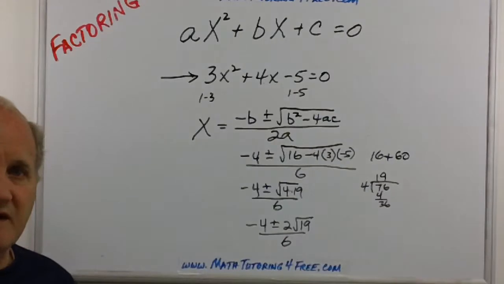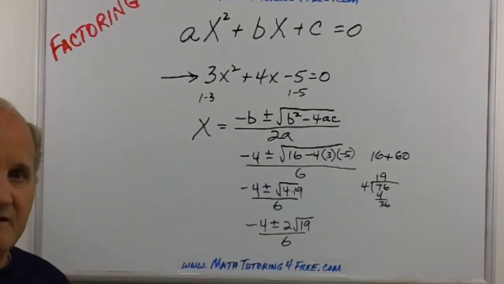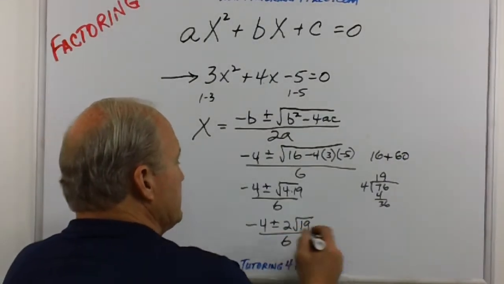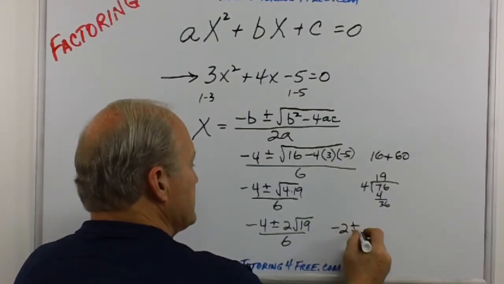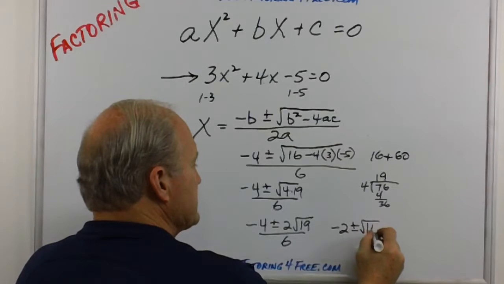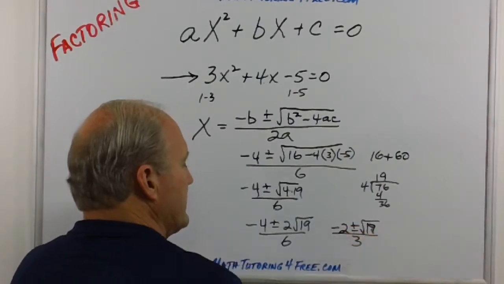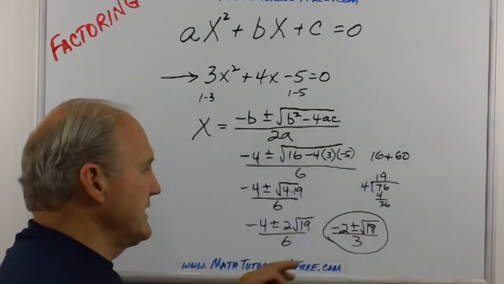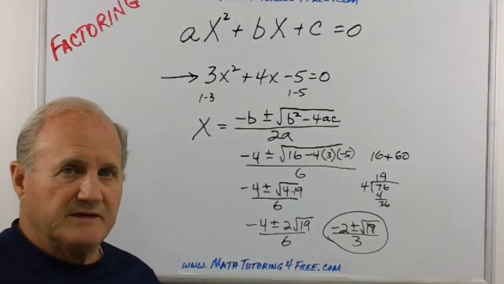Is that as simple as we can get it? No, I see these even numbers here, and I realize I can divide numerator and denominator by 2. I do that, and I now get negative 2 plus or minus the square root of 19, all over 3. And that is our two answers, because again, it's negative 2 plus the square root of 19 and negative 2 minus the square root of 19.